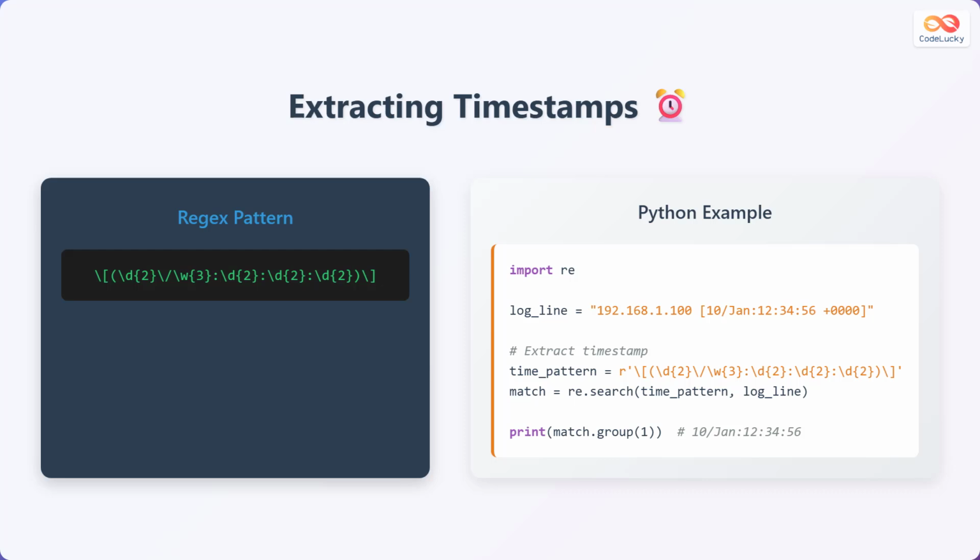Import the re module. The log line contains IP address and timestamp. The time pattern will use the regex from above. The re.search method searches for that pattern in the log line. Now, print the match group 1 and the timestamp will be displayed.